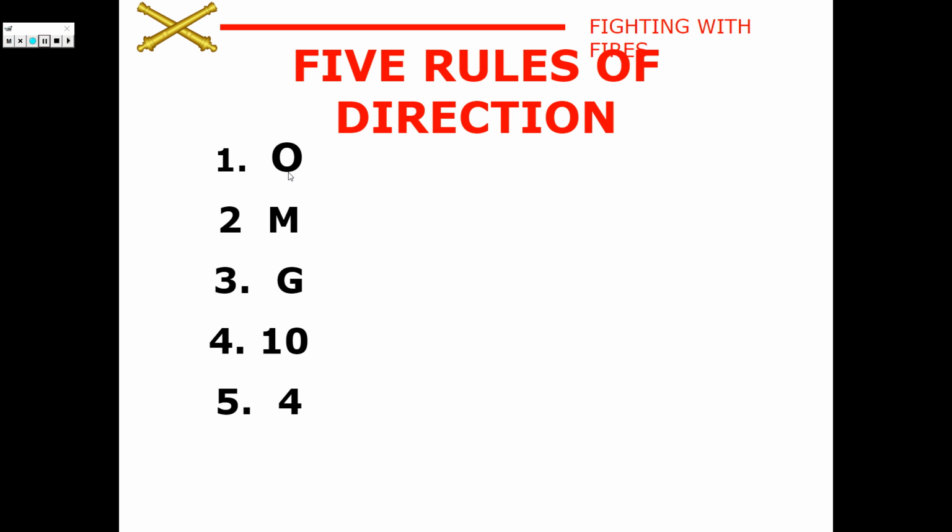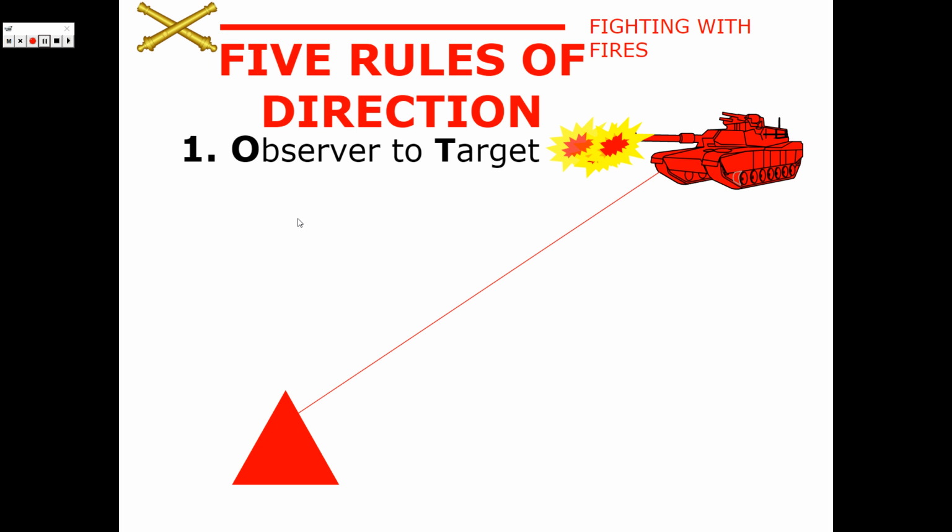The 5 rules of direction can be described by the acronym OMG 10-4. But I don't know if you have to have that memorized in great detail, but the first part is the direction is the observer to the target. Sometimes there's some confusion that thinks it's the direction from the firing system to the target. That's called the gun target line. That's not your problem. All you are worried about is the direction from you, the observer, as represented by the red triangle, to the target, that silhouette in the top right that looks kind of like an Abrams, so maybe not the best target silhouette.